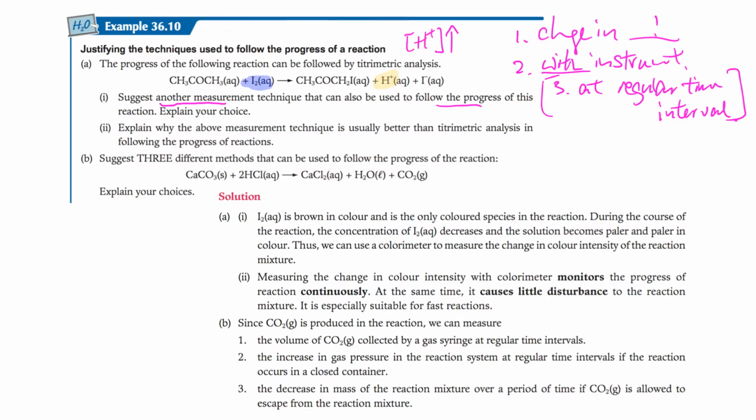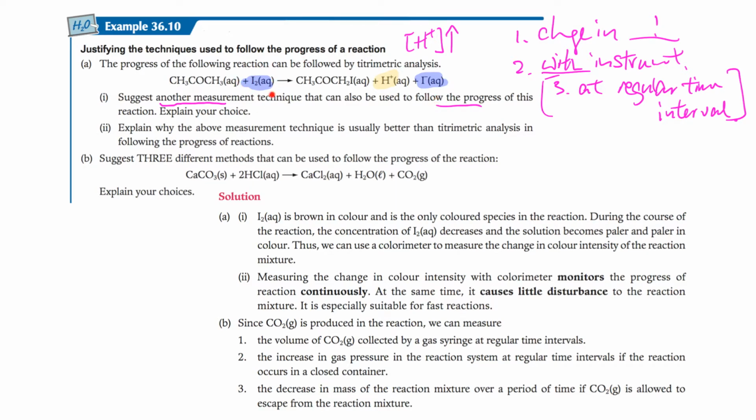I2 is brown. I- is colorless. So on the left hand side, we just have brown solution, and this one is colorless, this one is colorless. So it goes from brown to colorless, so we can use a colorimeter. When you explain, remember to explain everything that you consider. You have considered this one is brown, this one is colorless, and the rest of them are colorless. So you know that the brown color in the process will change.